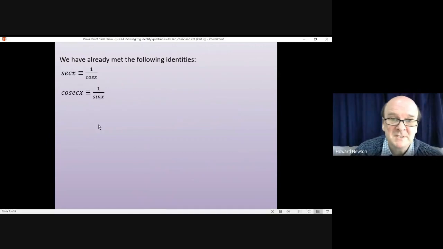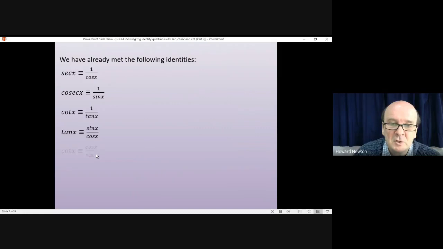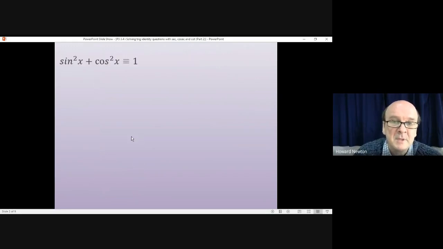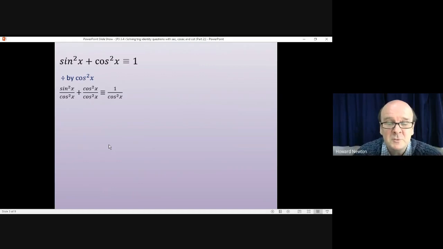Cosec is the same as 1 over sine, cot is the same as 1 over tan is the same as cos over sine, tan is the same thing upside down, sine over cos, and sine squared plus cos squared always equals 1. Now we need to meet two new identities today, and we'll look at sine squared plus cos squared and adapt that. First of all, we adapt it by dividing through by cos squared x. If we do that, we'll get sine squared over cos squared, because cos squared over cos squared is 1, plus 1 over cos squared.